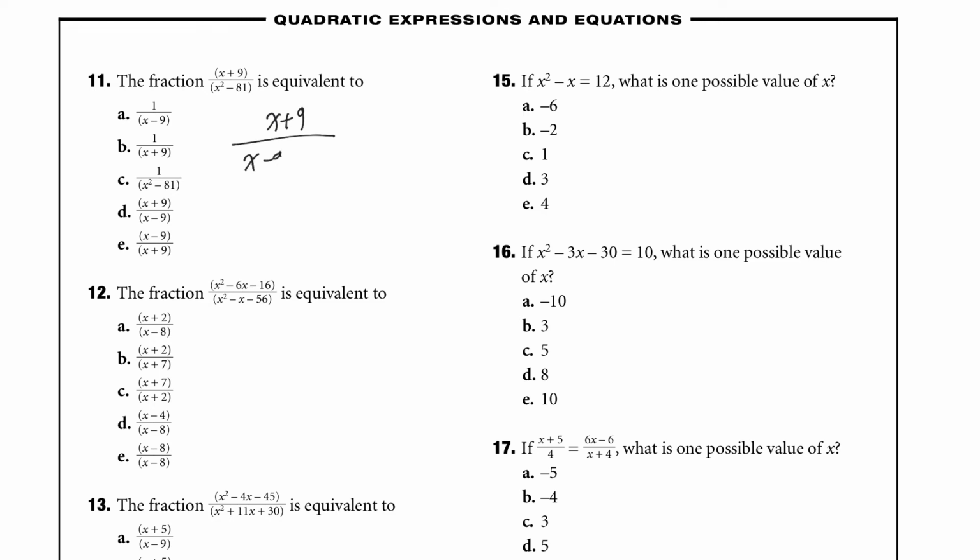This one, you just have to factor. The bottom is difference of squares. You can cancel the x plus 9's out, so you have 1 over x minus 9. A.